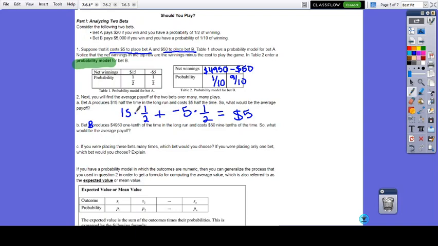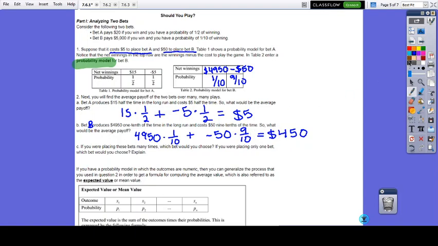If I follow the same structure as I did up here, I can figure out what that's going to be. So I'm going to get $4,950 times 1/10 of the time, plus I'm going to get a negative $50 times 9/10 of the time. And then this is going to be my average payoff, which, again, you just put it in your calculator, comes out to $450. So essentially we should be expecting to make $450 every single bet.